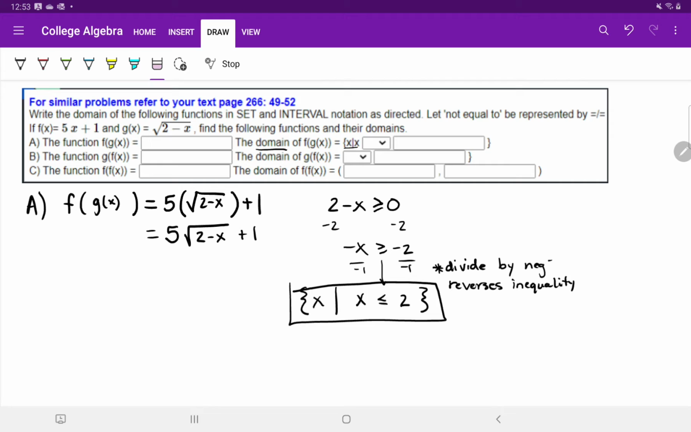Okay, now on to B. In part B, they want us to find g of f of x. So we're going to start by rewriting g, but we're going to leave a blank anywhere there was an x. So we have the square root of 2 minus blank. And since we're plugging f of x into g, we're going to put f of x right in this blank, and f of x, which is 5x plus 1, right into this blank.